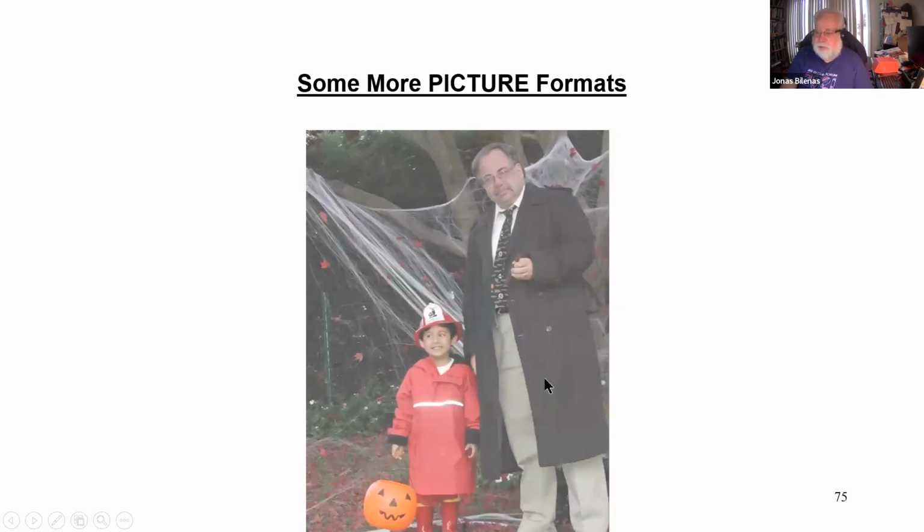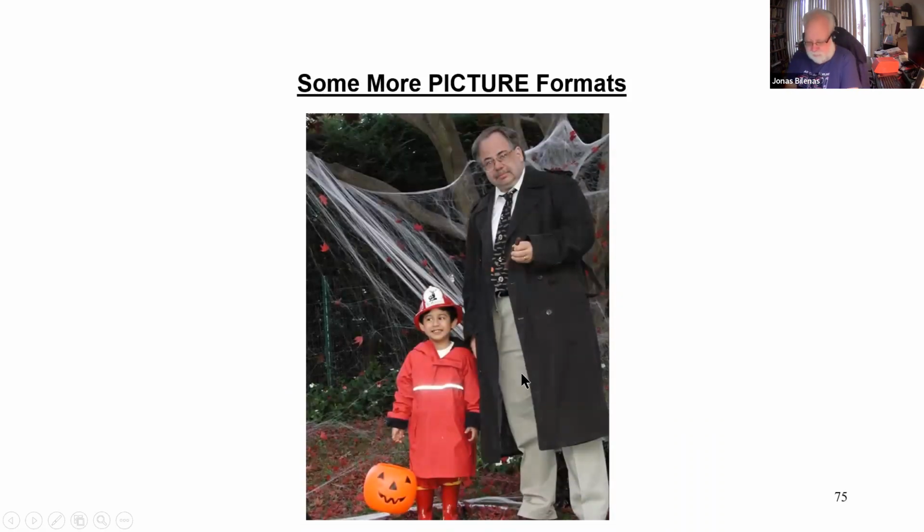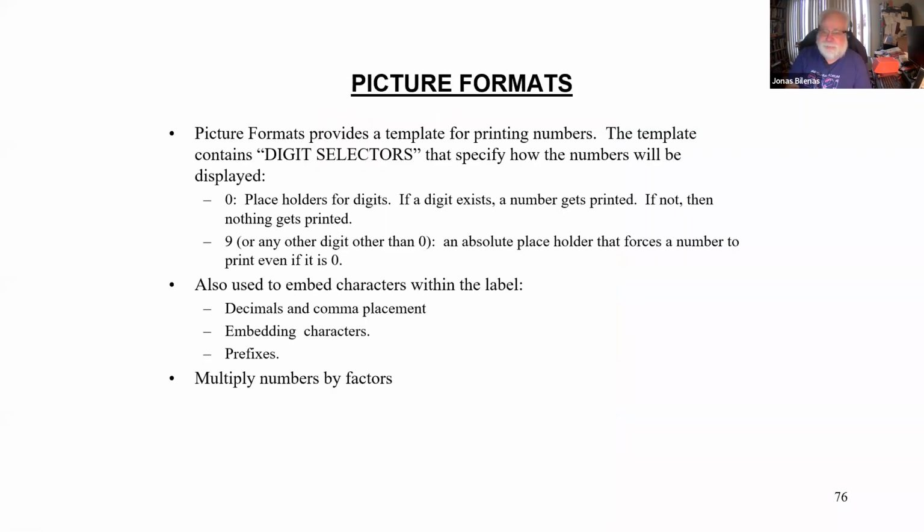Now we're going to look at the picture formats, which sort of looks like a Halloween. You can make people look different using costumes, and that's sort of what a picture does. Picture formats provide templates for printing numbers typically. They can also be used for printing date and time information.